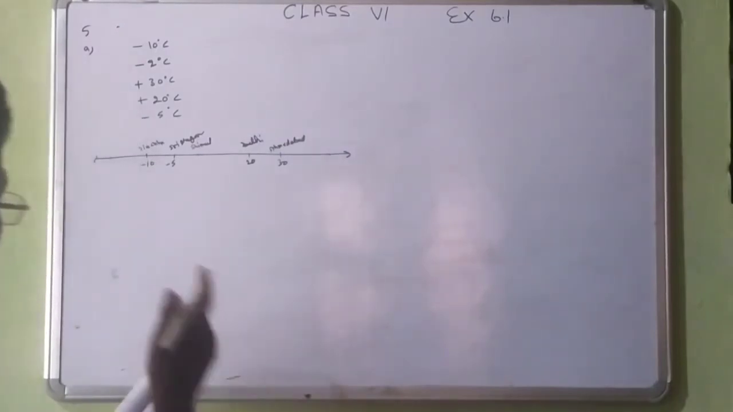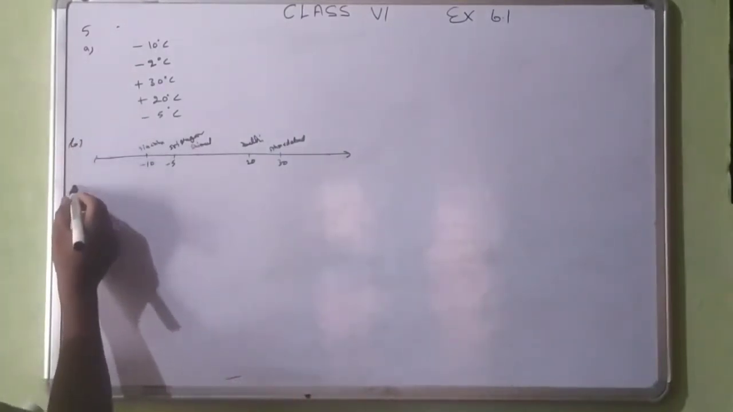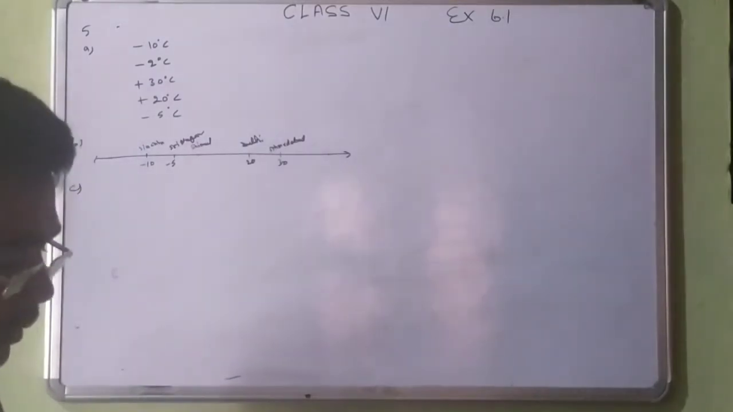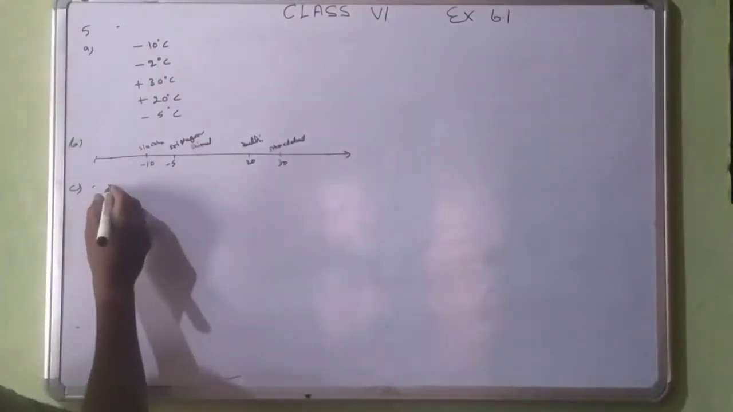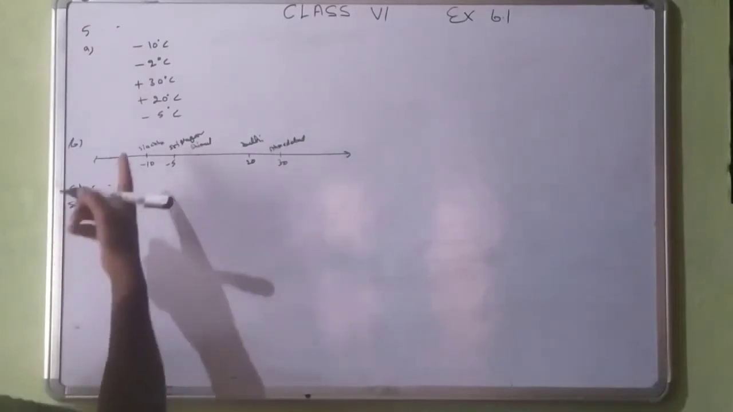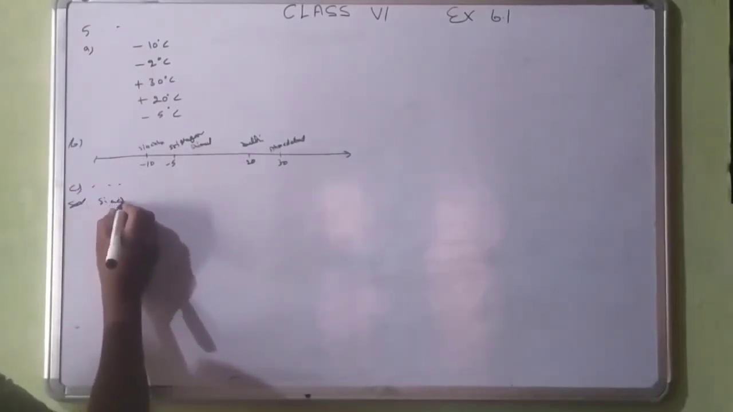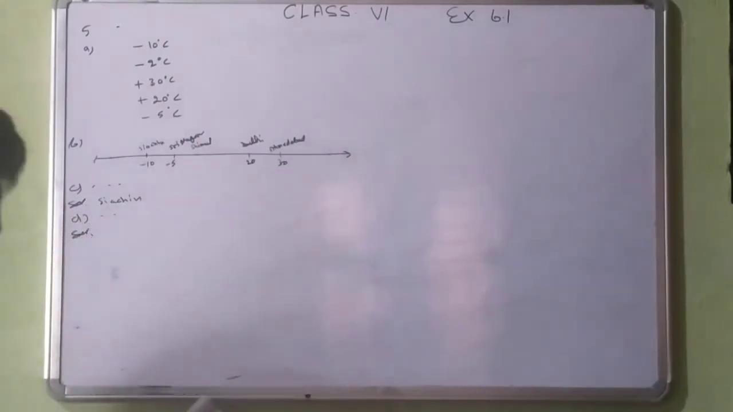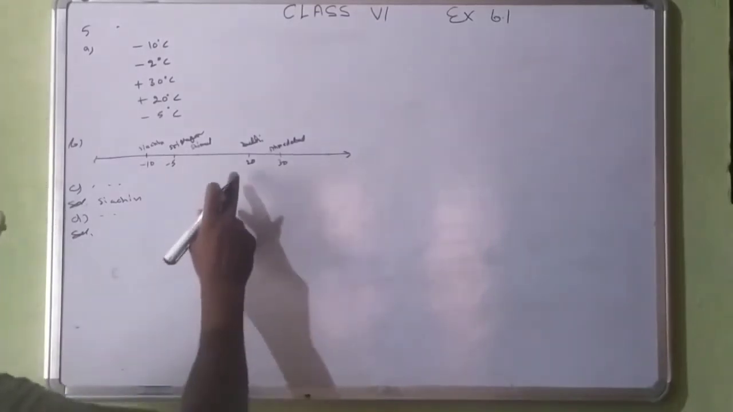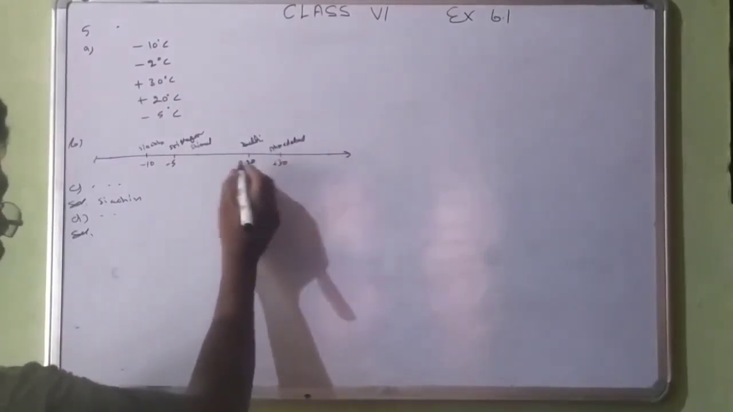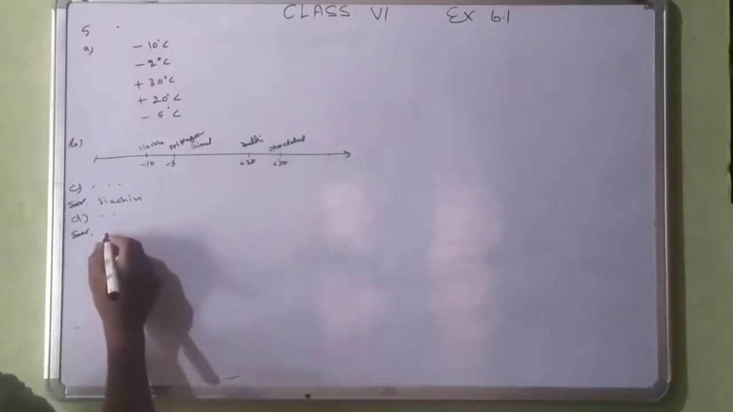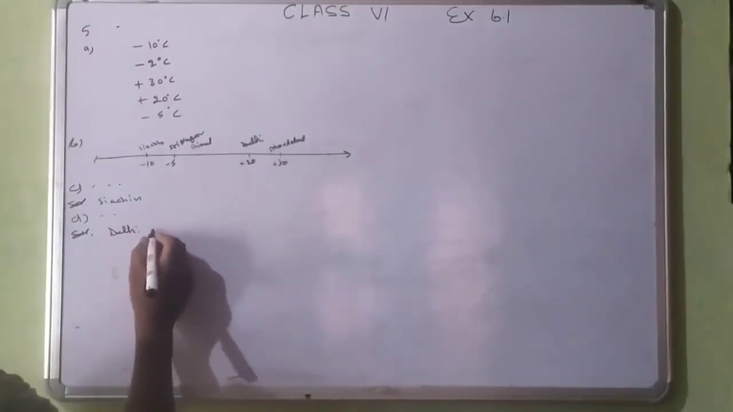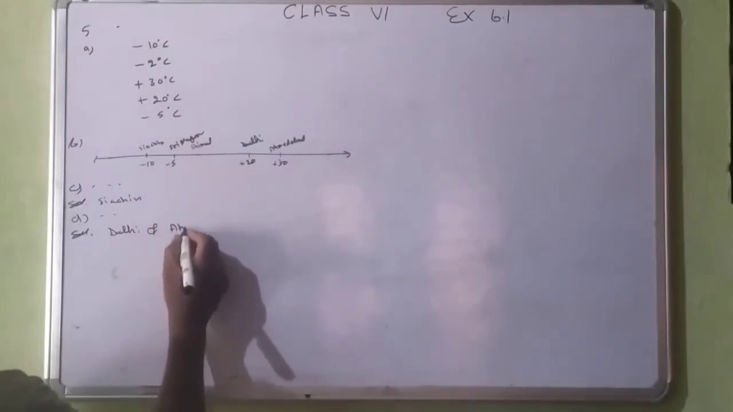Now the C part, this was the B. C part, which is the coldest place? Siachen. D part, write the name of the place where temperature is above 10 degrees Celsius, these two above 10 degree. So Delhi and Ahmedabad.